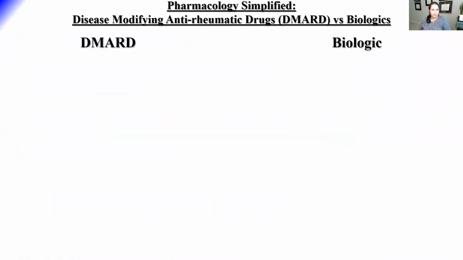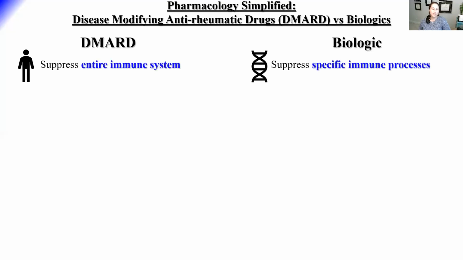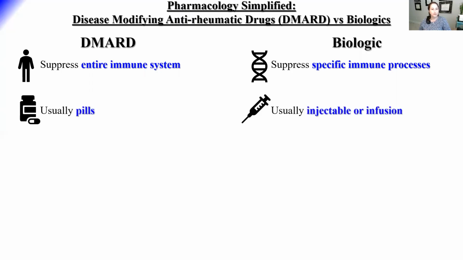I want to simplify something real quick before we get to the rest of these disorders. I'm going to be mentioning things called DMARDs and biologics. DMARDs stand for disease-modifying anti-rheumatic drugs. And I want to separate these out as far as some of the differences for these. DMARDs tend to suppress the entire immune system, whereas the biologics are really targeted for a specific immune process. DMARDs are usually pills, biologics are usually injectables and infusion, but usually is kind of the key word there.